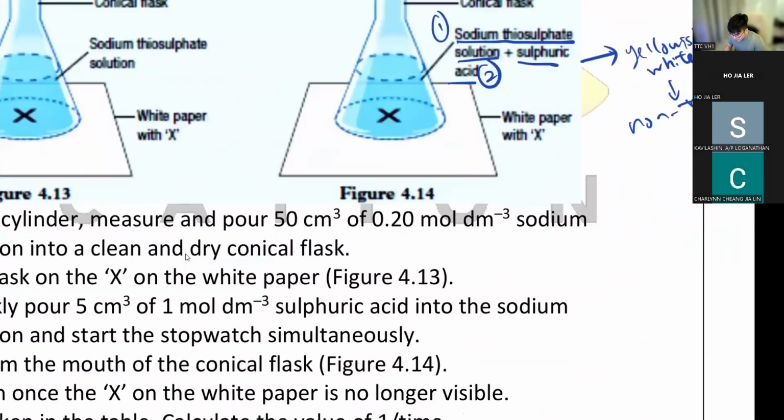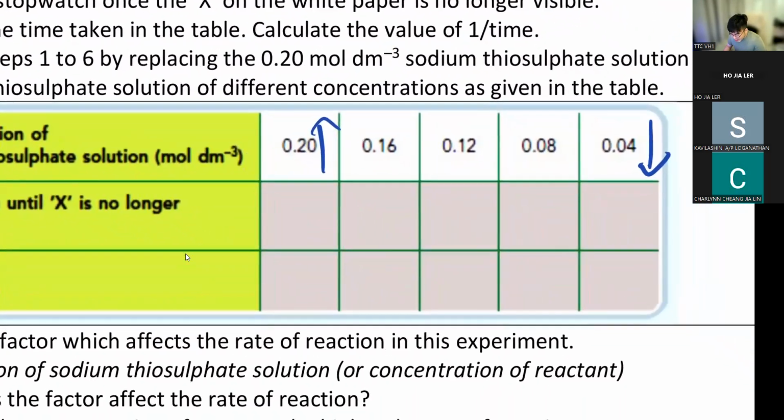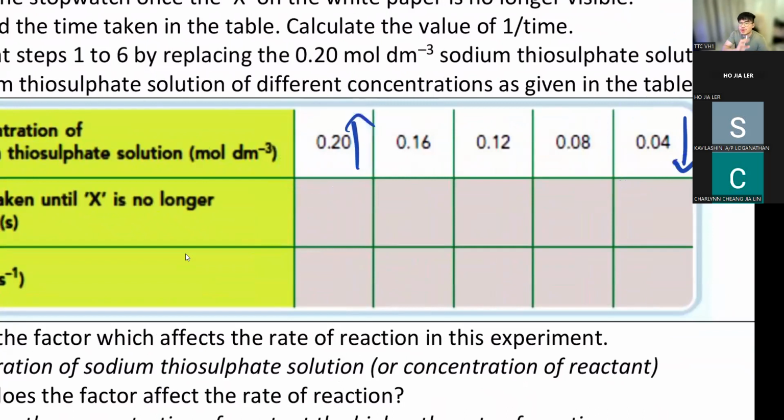Okay, so guys, I have a question here. At which concentration will the X disappear very quickly? Is it 0.2 or is it 0.04? When will they disappear very quickly? Yeah, it's 0.2, right? Because the concentration is very high. Maybe this one will take 25 seconds, I'm guessing. And then this will be very slow, because the concentration is very low, maybe this one will take 120 seconds.